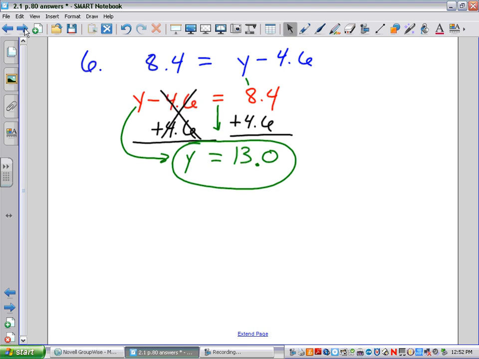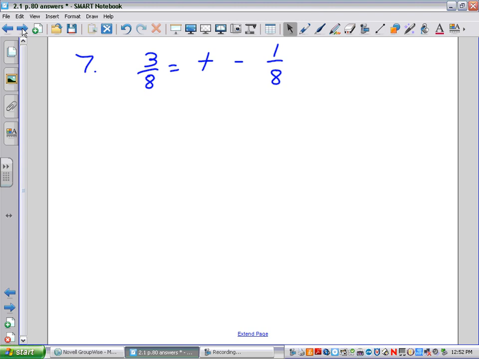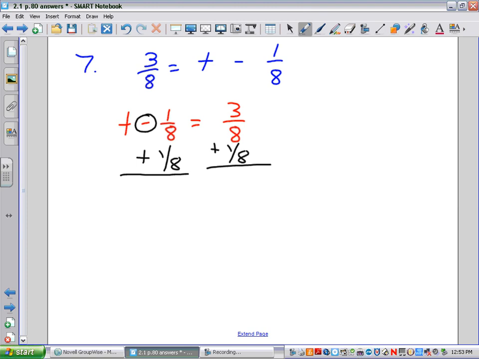Let's do number 7 together. Number 7, fractions. 3/8 equals t minus 1/8. In other words, the fraction 3/8 would equal some fraction minus 1/8. Let's flip it around. Let's put the t minus 1/8 first, then equals my 3/8. So what I want to do algebraically here, that's a minus, so I want to do the opposite, which is add. Add 1/8 to each side. What I do to one side, I must do the same thing to the other side.